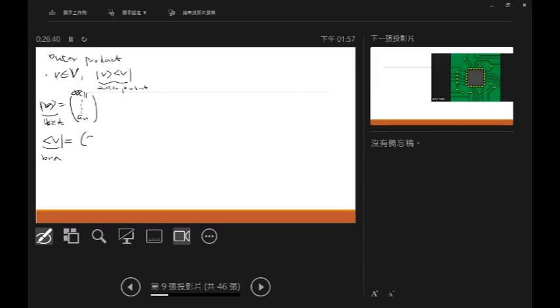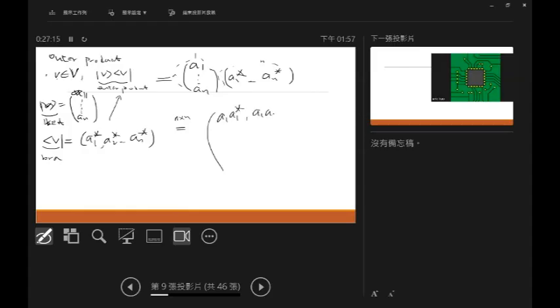So this v will be a1 star, a2 star, up to an star. If you have this in mind, then computing this is just a matrix computation. You write v as a1 up to an, times a1 star up to an star. This is linear algebra: an n times 1 matrix times a 1 times n matrix, so the result will be an n times n matrix: a1 a1 star, a1 a2 star, a1 an star; a2 a1 star, a2 a2 star, a2 an star; and so on, up to an an star.